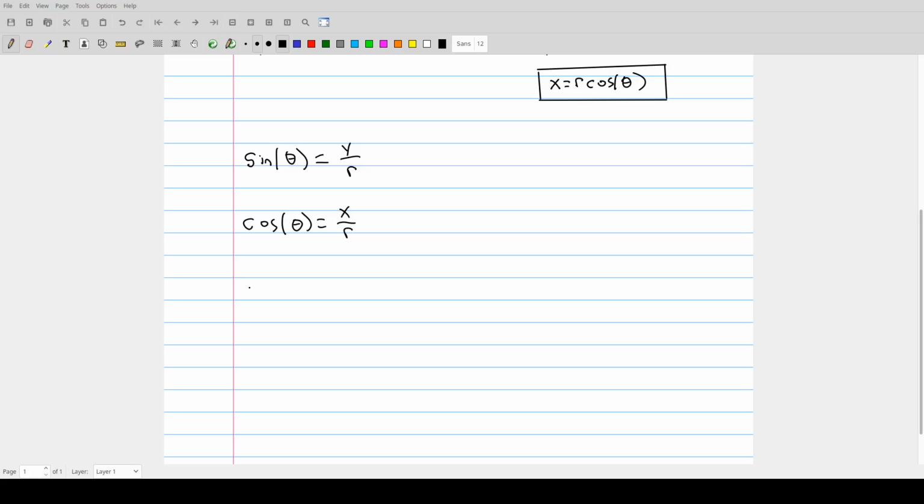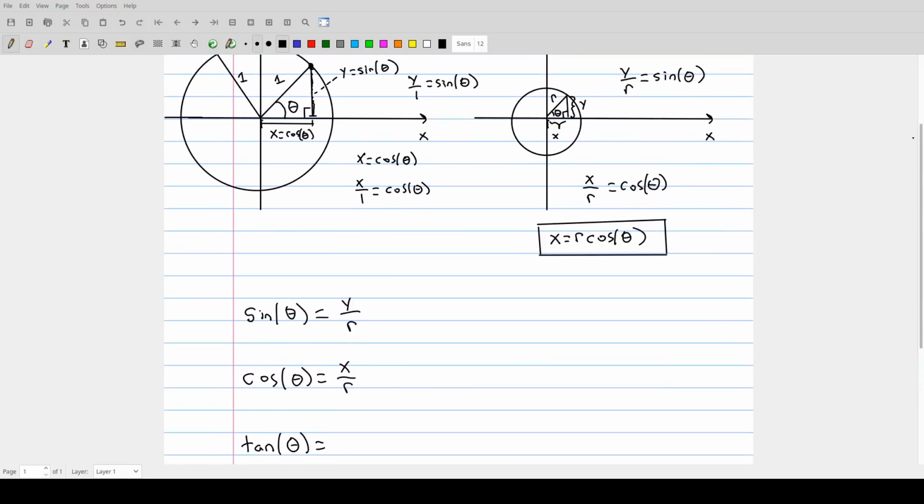We can also define what's called the tangent function, tangent of theta, and this is going to be equal to y over x.